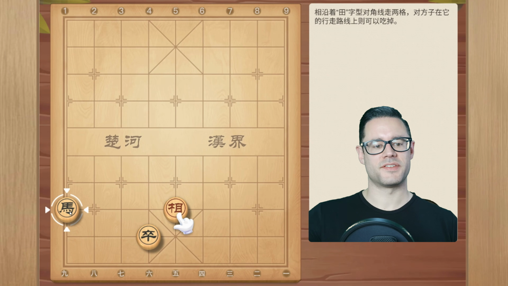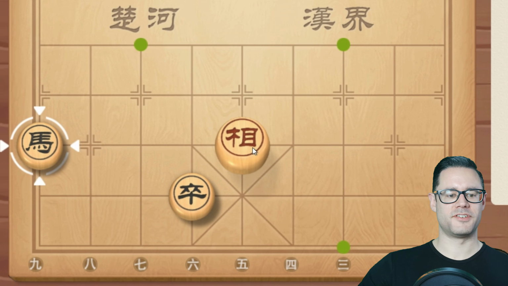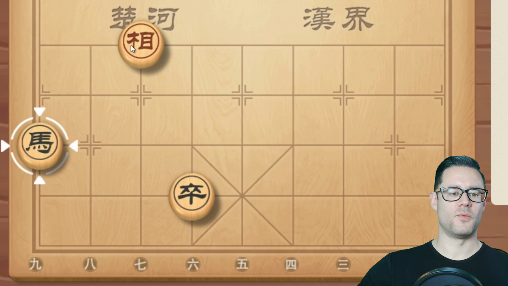We want to take out this horse using our elephant. And the problem is that the elephant's path down here is blocked, meaning we have to go a different direction. So we can't go 1 space, 2 spaces down to the 7th file. We're going to have to advance our elephant forward up here so it has that 1, 2 spaces to attack that horse.